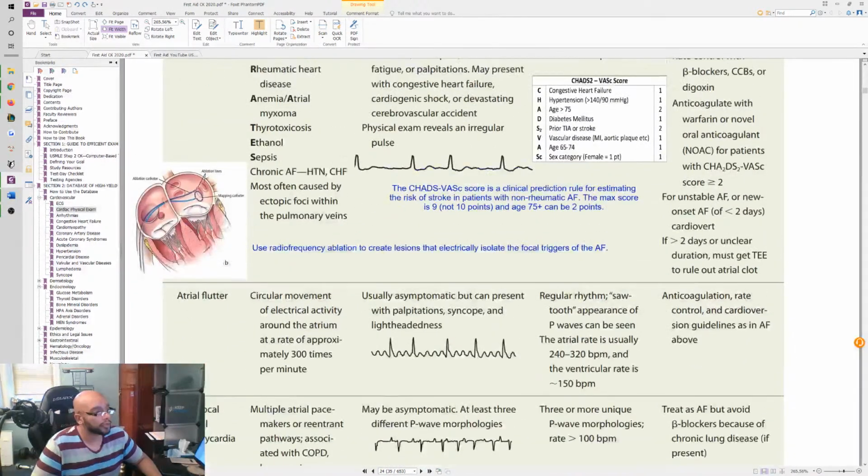Next thing here is your atrial flutter, which has the shark-like thing, right? So now you see a bunch of P waves, or things that look like P waves, circular movement of electrical activity around the atrium at a rate of approximately 300 times per minute. Usually asymptomatic, but can present with palpitations, syncope, and lightheadedness. Regular rhythms, sawtooth appearance of P waves can be seen.